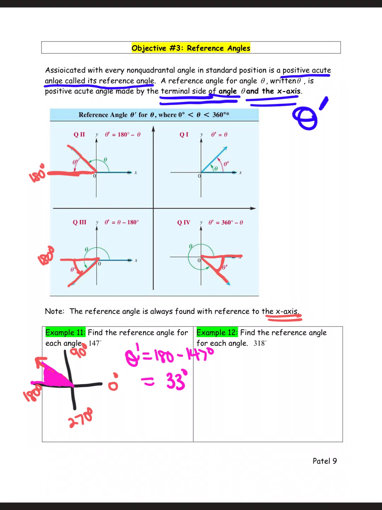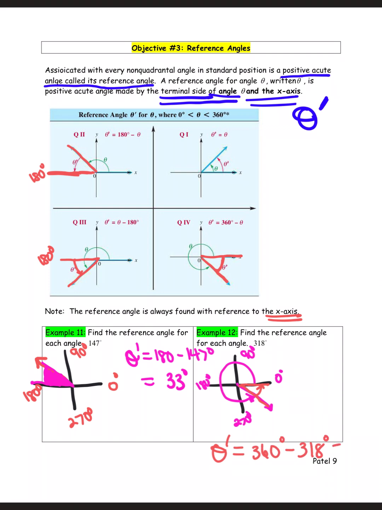Example 12. Once again, I'm going to sketch 318. We know that's in quadrant 4. Once again, it's 0, 90 degrees, 180, 270, and then 360, or back to 0. So we know that this whole piece right here is 318. The reference angle is with the terminal side and the x-axis. So I'm looking for this to complete that whole circle. So that's going to be 360 degrees minus 318 degrees. And so therefore that reference angle is 42 degrees.